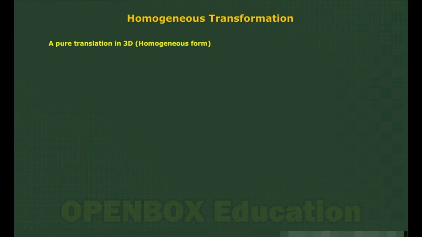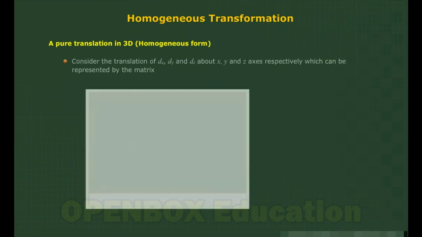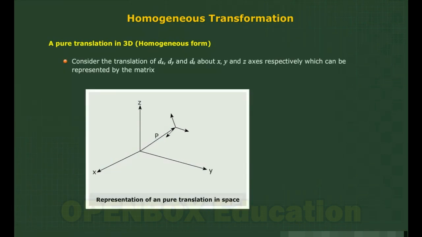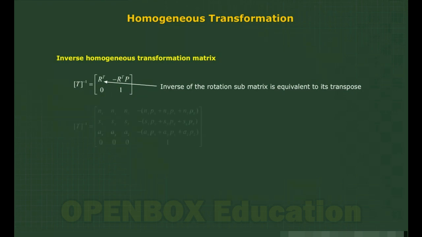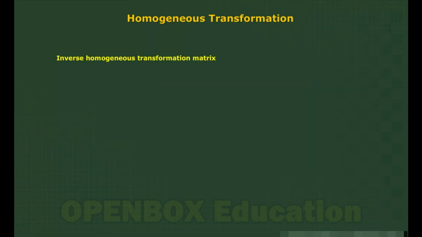A pure translation in 3D homogeneous form. Consider the translation of dx, dy and dz about x, y and z axis respectively, which can be represented by the matrix. Inverse homogeneous transformation matrix. Inverse of the rotation submatrix is equivalent to its transpose.